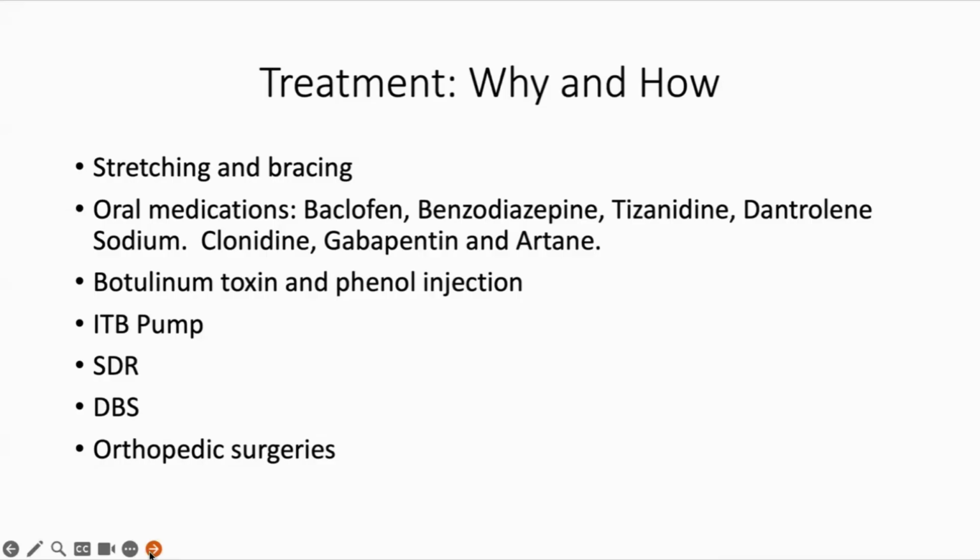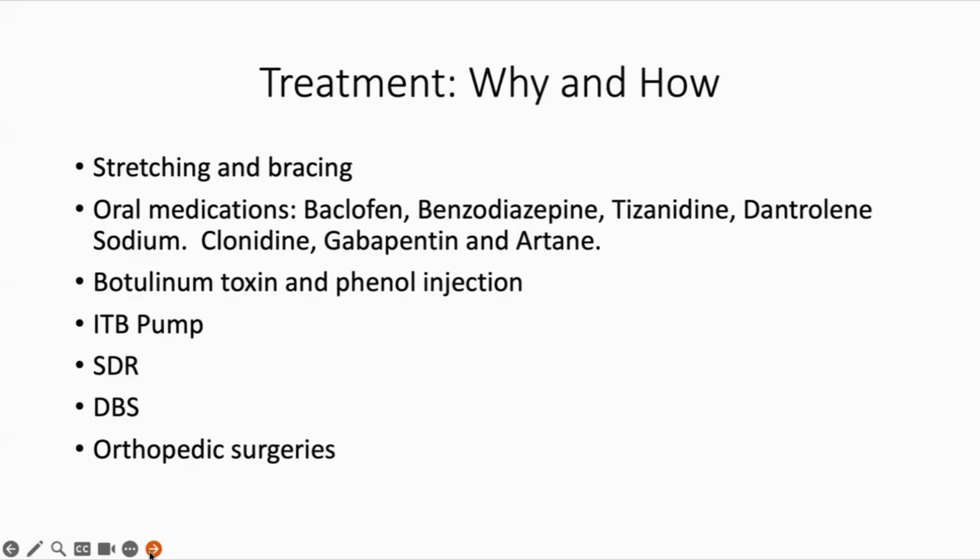We start off with stretching, bracing. Therapy always is a main part of their treatment. Then we have oral medication, including but not limited to only the ones that we have here: baclofen, benzodiazepine, mostly for acute treatment and as needed; tizanidine, which could be used for pain when they have pain, especially with spasticity; dantrolene, which is a peripherally acting agent; clonidine, gabapentin, and Artane, they could be used for dystonia as well.